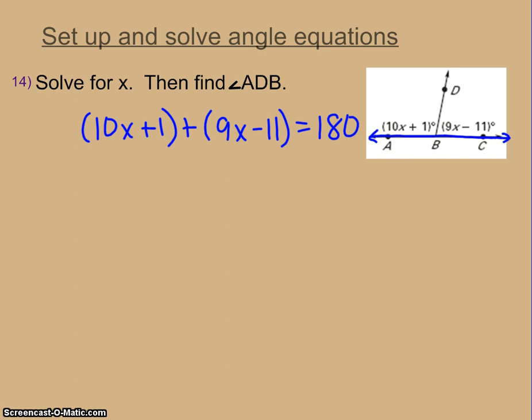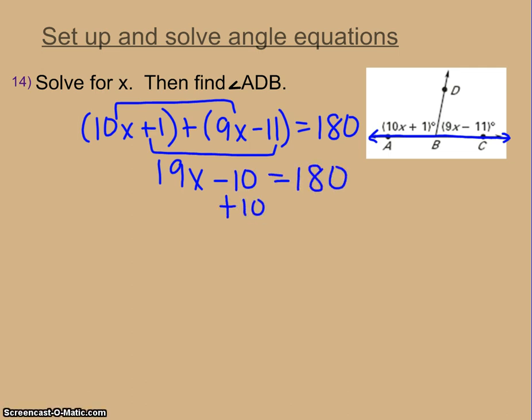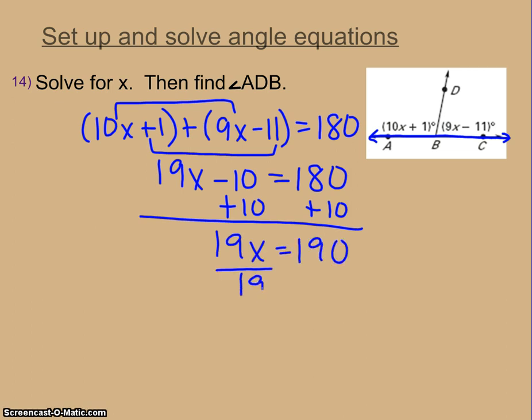So now we have to solve for x. We combine our like terms, 19x, combine this. 1 minus 11 is negative 10, equals 180. Add 10 to both sides. We'll get 19x equals 190. Divide by 19. x equals 10.